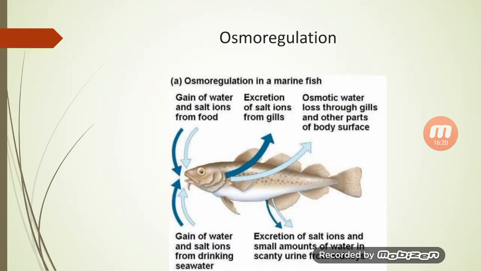Now you can see the osmoregulation phenomenon in a marine fish. Gain of water which contains excessive salts and ions from the food through their mouth. Excretion of salt ions from the gills. Osmotic loss through the gills and other parts of the body surface. Excretion of the salt ions and small amounts of water in scanty urine from the kidneys, because they produce less urine and that is highly concentrated, plus gain of water and salt ions from drinking seawater.